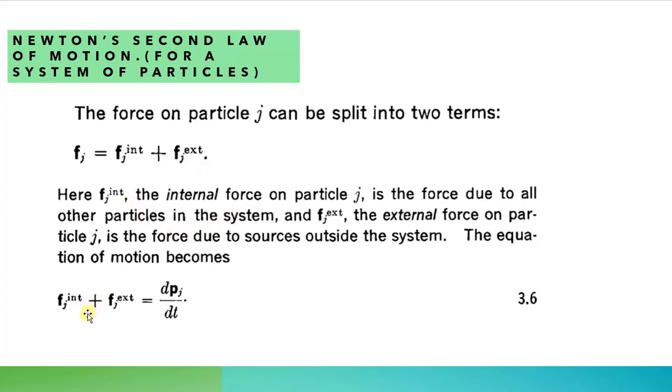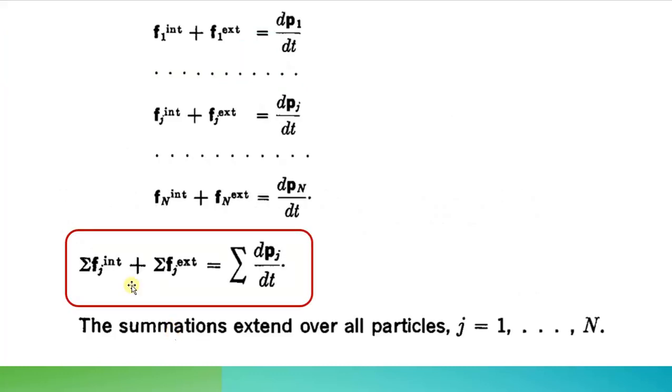Now, Fj internal plus Fj external is equal to d by dt of pj, where pj means the momentum of the jth particle. For the first particle, if you write the equation in a similar fashion, you will get F1 internal plus F1 external is equal to dp1 by dt, the rate of change in momentum of the first particle. For the jth particle, we got Fj internal plus Fj external is equal to dpj by dt. For the nth particle, we can write Fn internal plus Fn external is equal to dpn by dt.